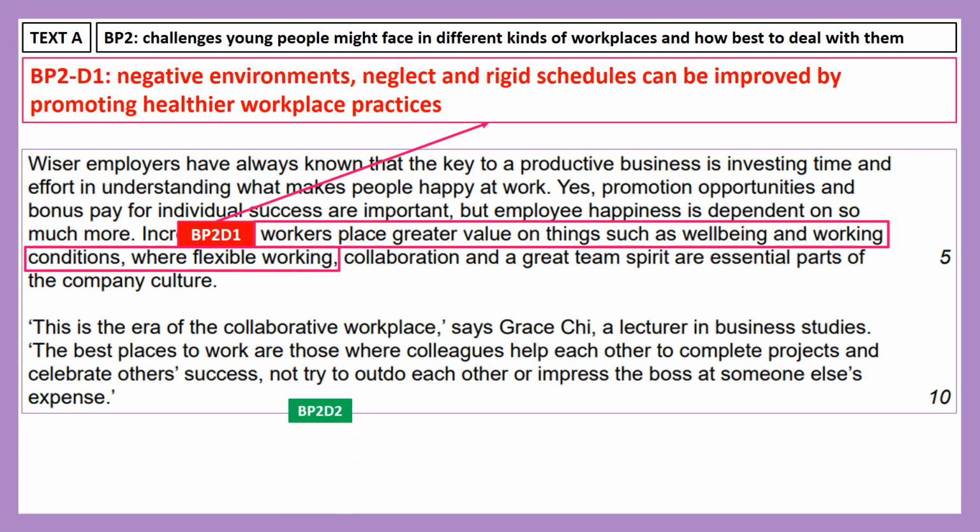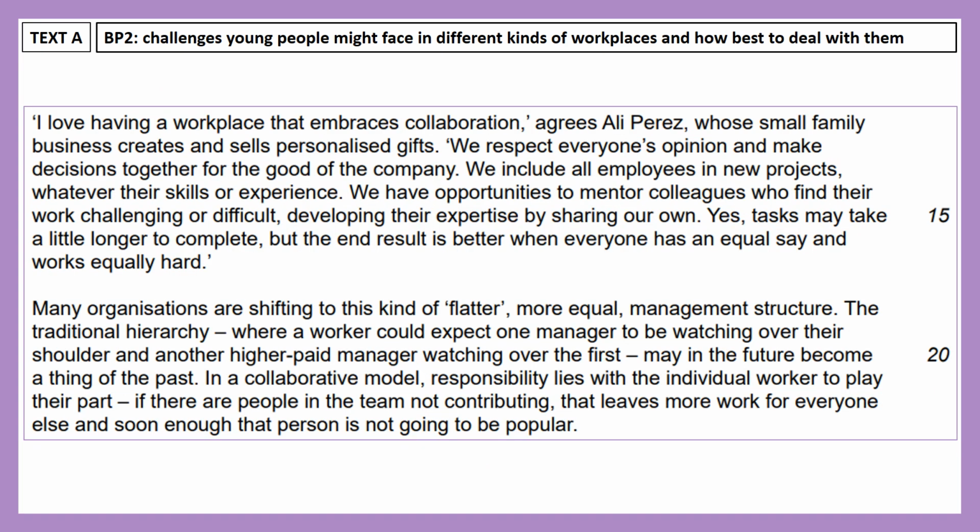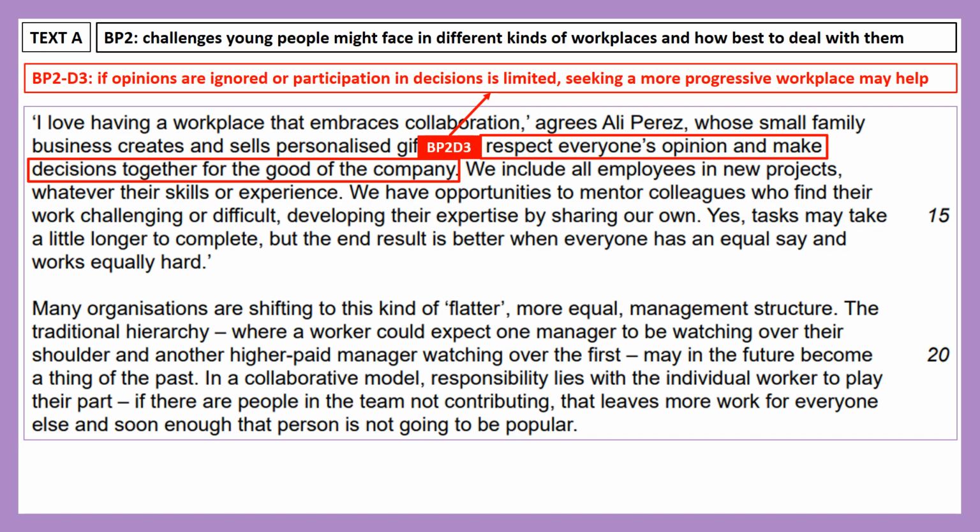Detail 2 from lines 9 and 10 can be developed as: excessive competition or fear of being overlooked should be managed by staying professional and focused. Continue to annotate the relevant details. Detail 3 from lines 12 and 13 can be developed as: if opinions are ignored or participation in decisions is limited, seeking a more progressive workplace may help.